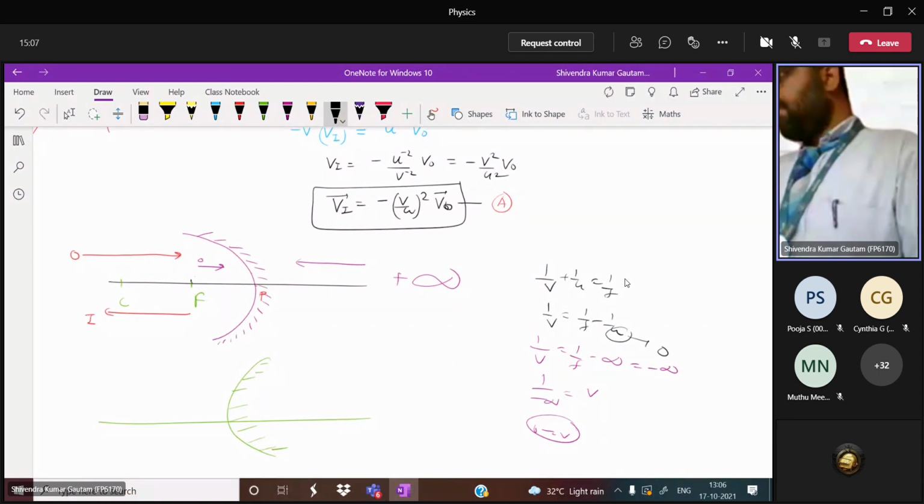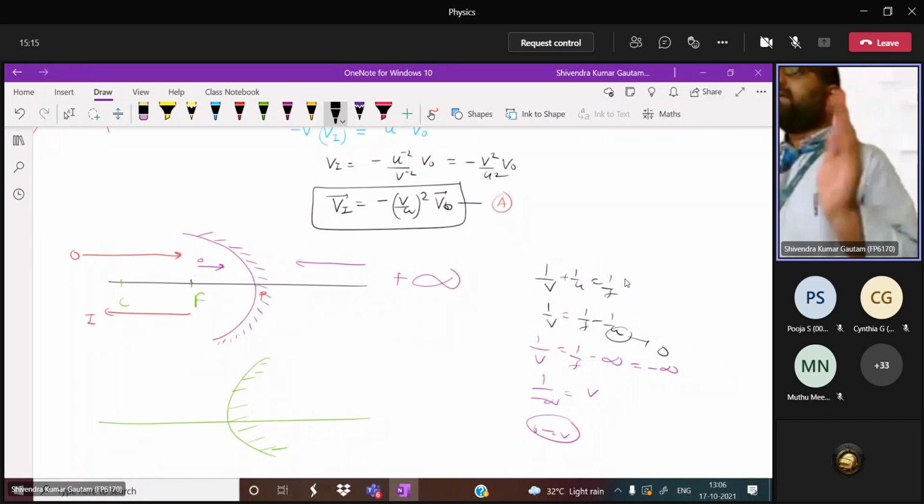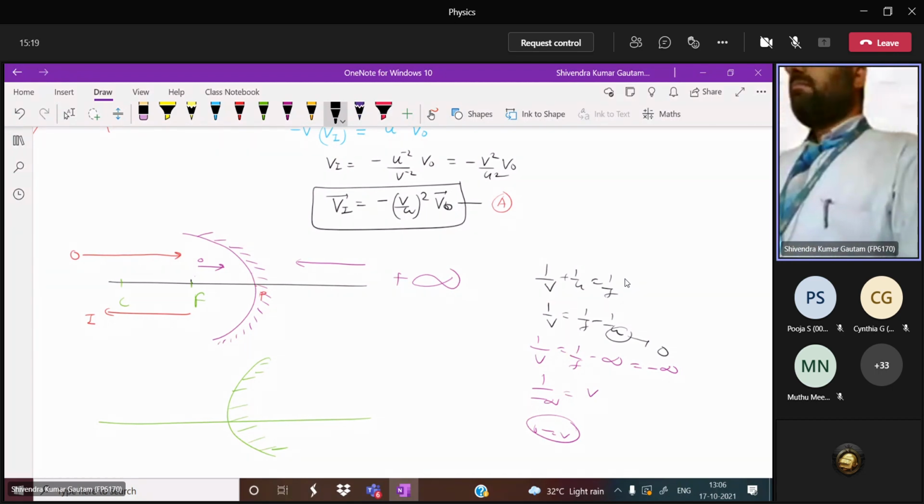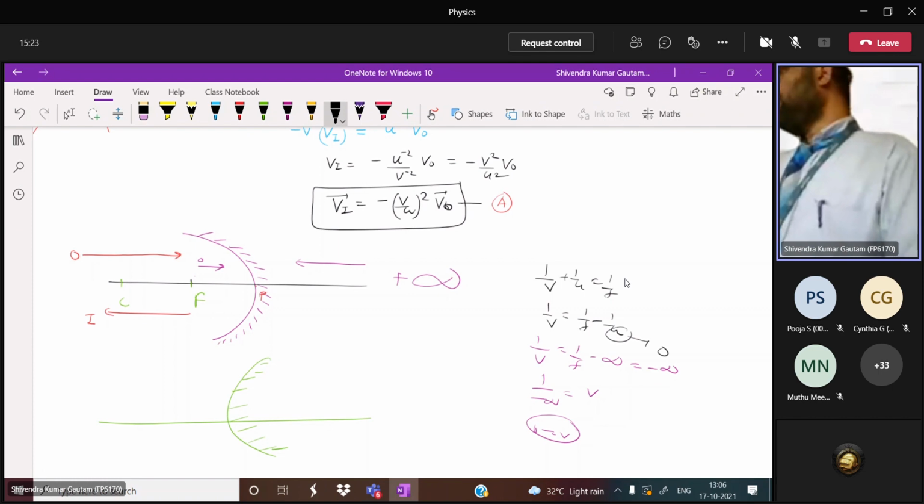In a convex mirror, tell me, if rays are parallel to the principal axis and the object is at minus infinity, where is the image forming? At the focus. If the object is anywhere between minus infinity and the pole, where is the image? Between P and F, the pole and the focus.